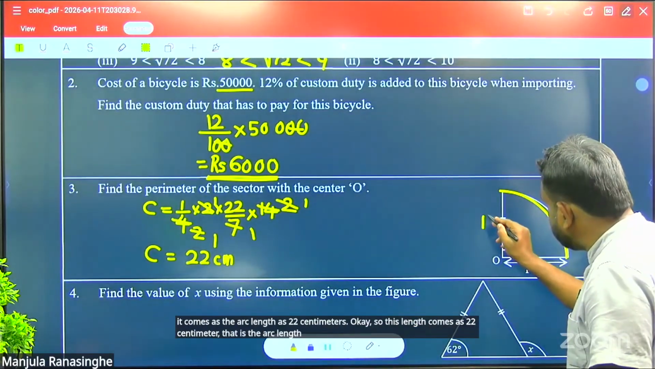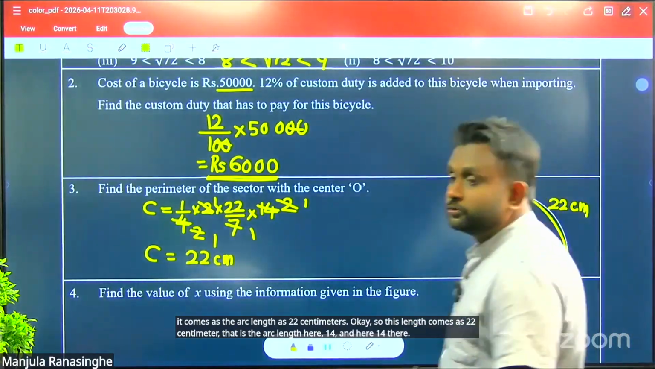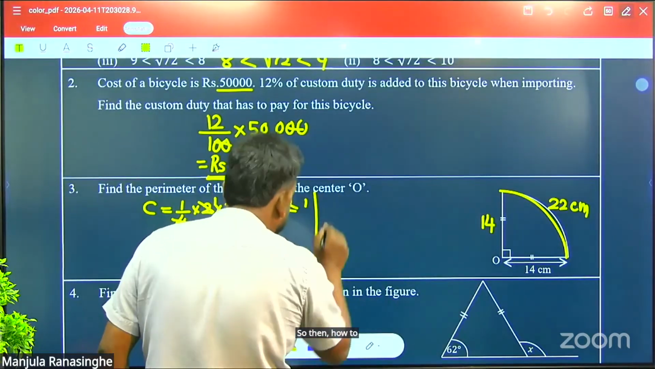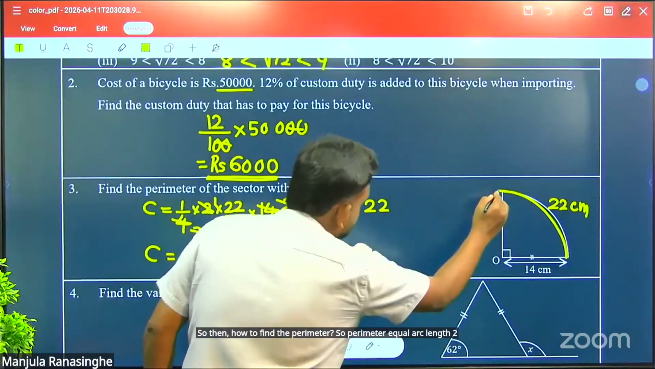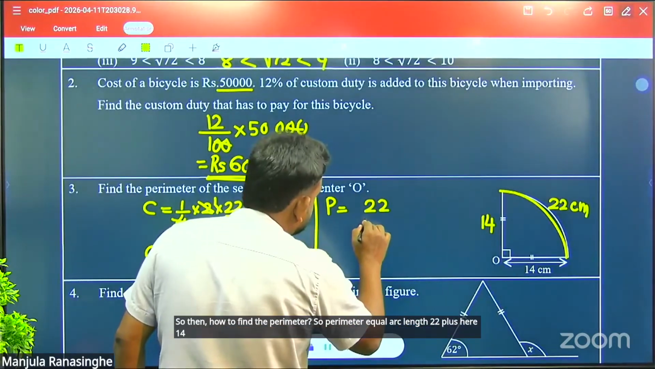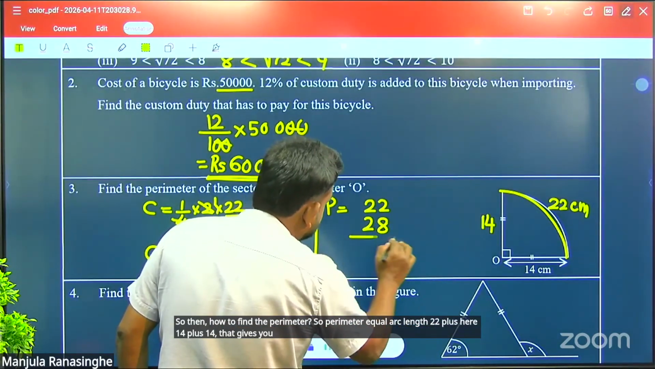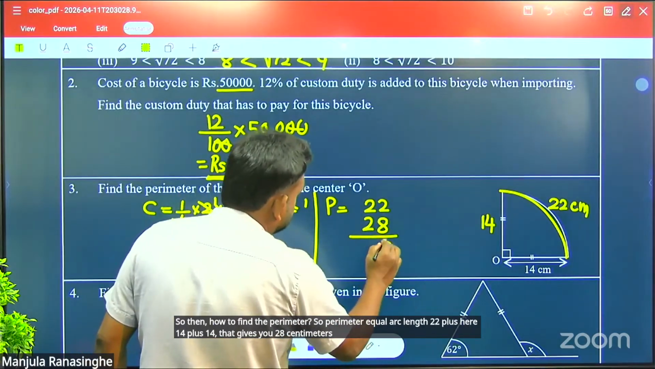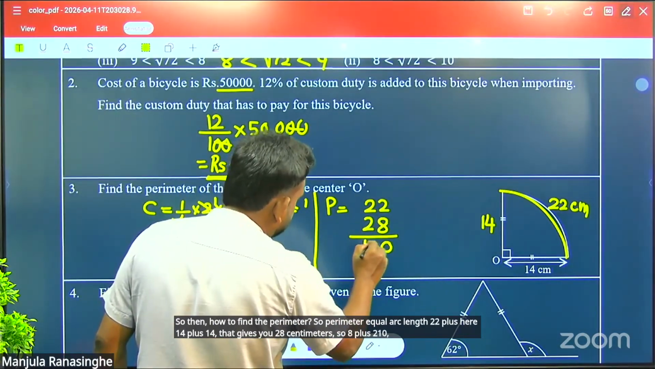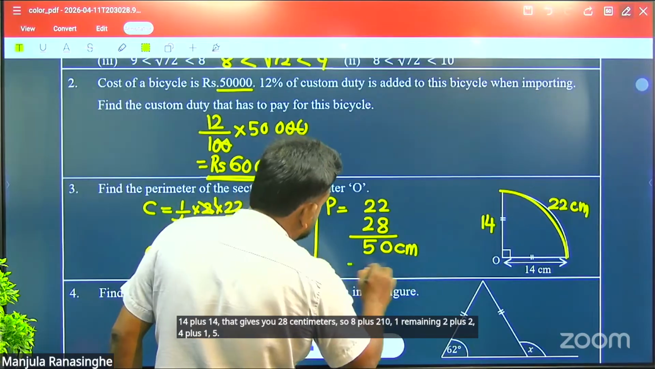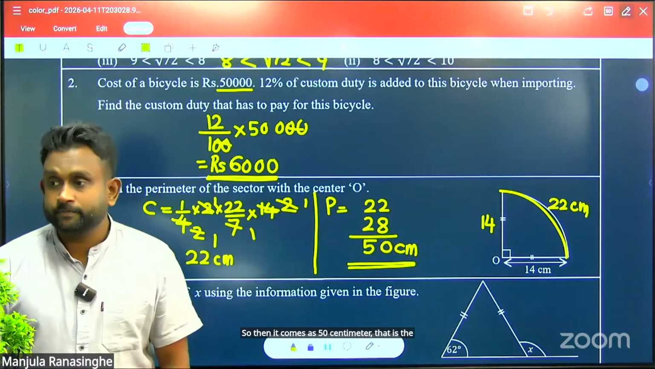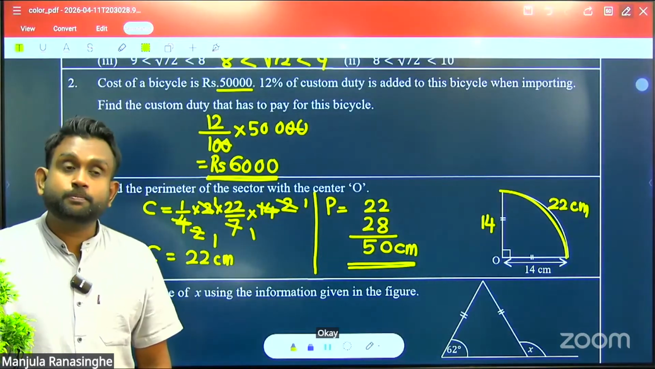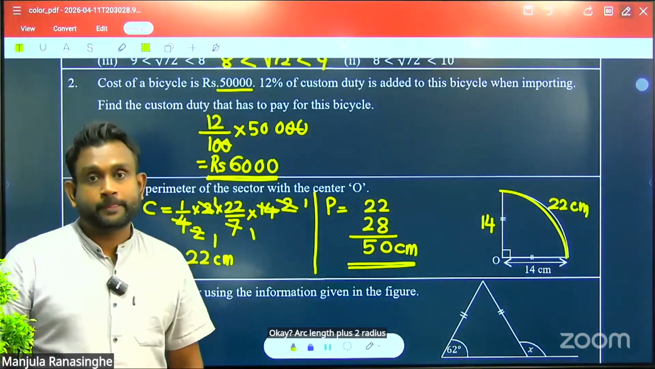Here is 14 and here is 14. So how to find the perimeter? Perimeter equals arc length 22 plus 14 plus 14, that gives 28 centimeters. So 8 plus 2 is 10, 1 remaining, 2 plus 2 is 4 plus 1 is 5. So it comes as 50 centimeters. That is the perimeter: arc length plus 2 radius.